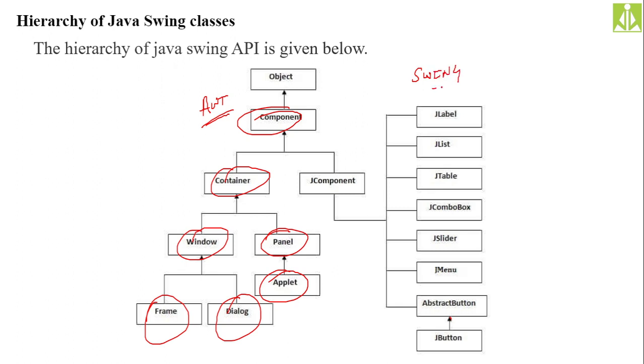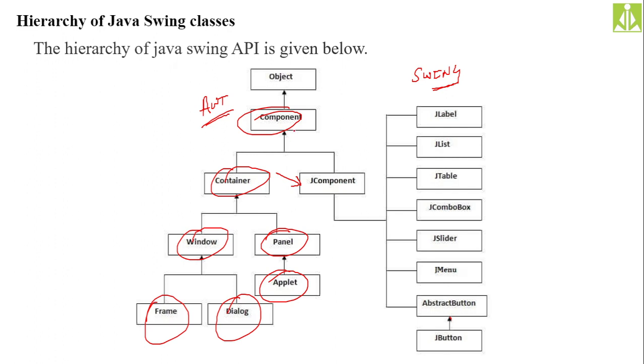As you can see, as we said, Swing is built on top of AWT. Of course, AWT is lacking in many things, so whatever drawbacks or shortcomings we have inside AWT, they solved all those things, and then they came up with a new concept called Swing. As you can see here, JComponent is inheriting from the Component class of AWT.